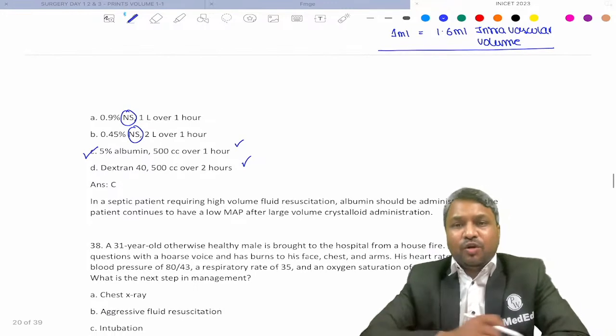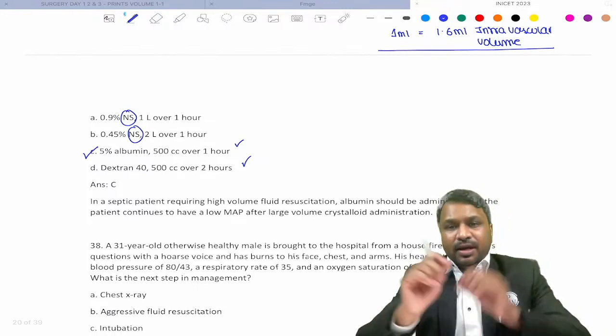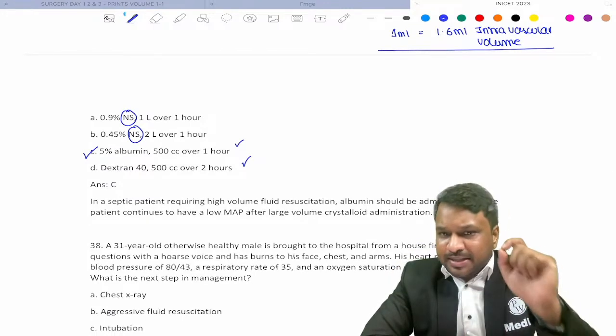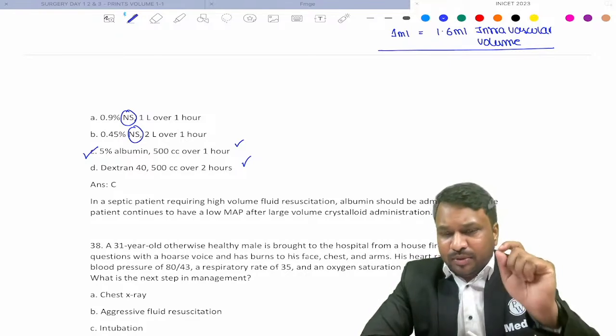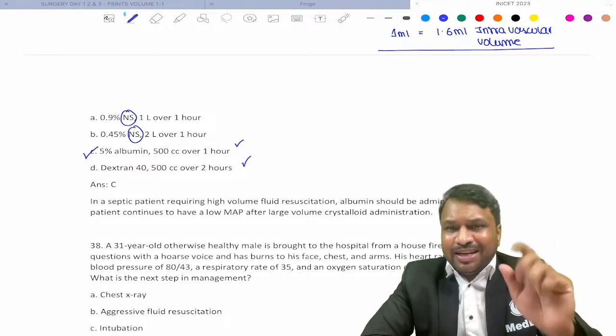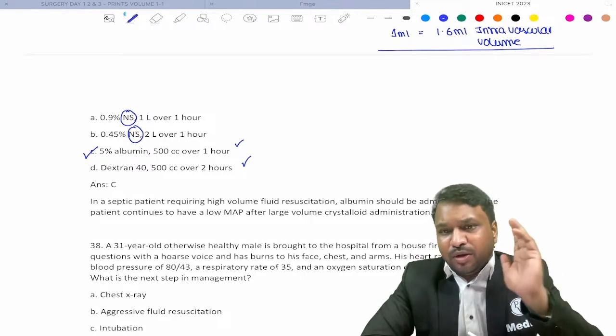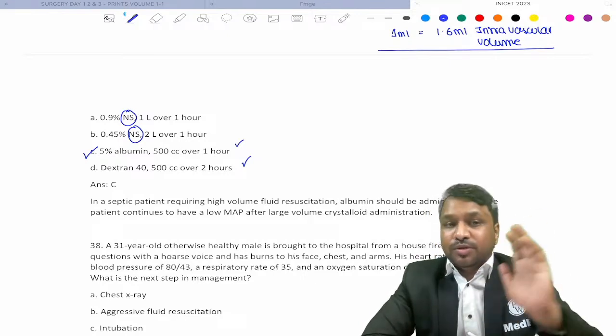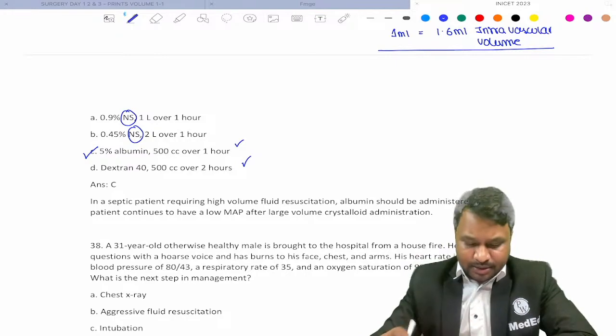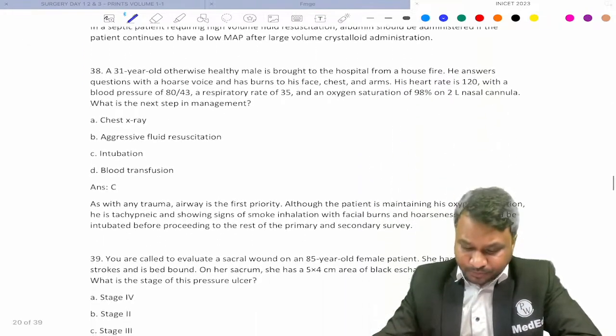So in septic shock, you need to understand, in sepsis there will be damage of the endothelium, right? Whenever there's endothelial damage, there will be leaky endothelial capillaries, which will cause excessive protein loss. So I have to replace that loss of protein also by giving albumin. So here the answer is going to be C for Calcutta.